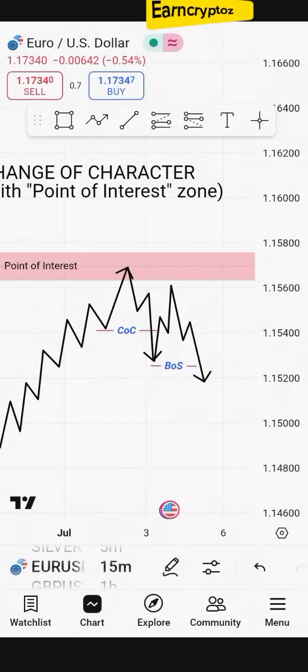The same thing happens if it is an uptrend, or downtrend to uptrend. You just look for COC and BOS. Once that happens, you know the trend has changed, and make sure that the candle for the break of structure closes below the line for break of structure.